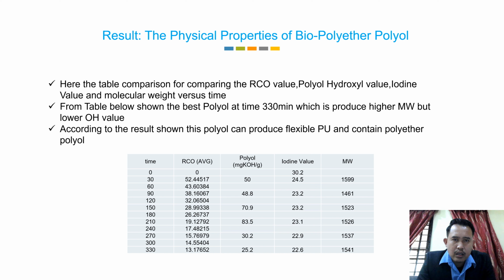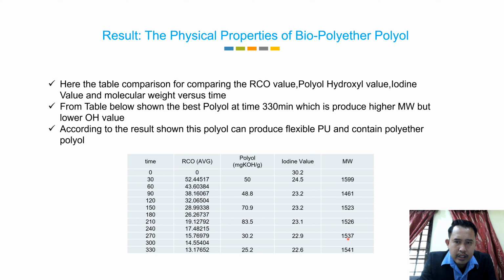So the second result is the physical properties of the biopolyether polyol. We studied the comparison between the RCO value, polyol hydroxyl value, iodine value, and molecular weight versus time. From the table, the best polyol is at 330 minutes, which produced a higher molecular weight but a lower OH value. According to this study and previous studies, the polyol can produce flexible PU and contains polyether polyol.